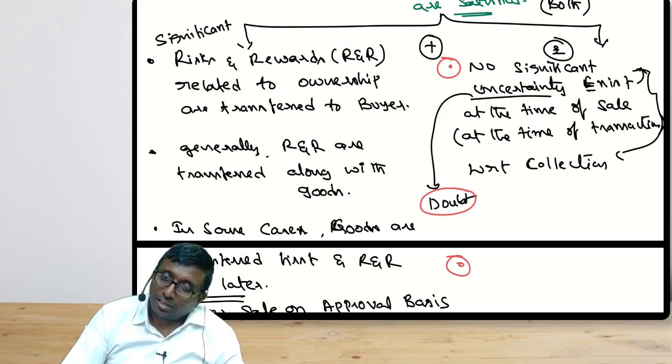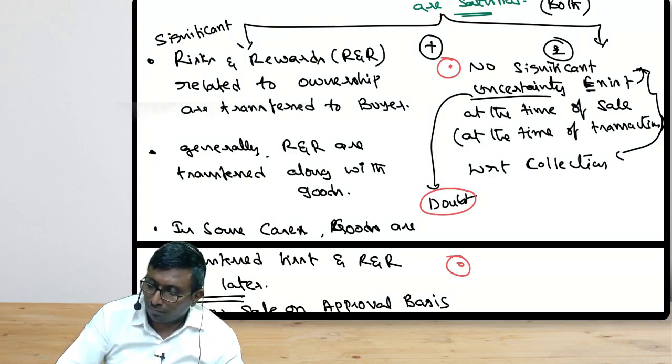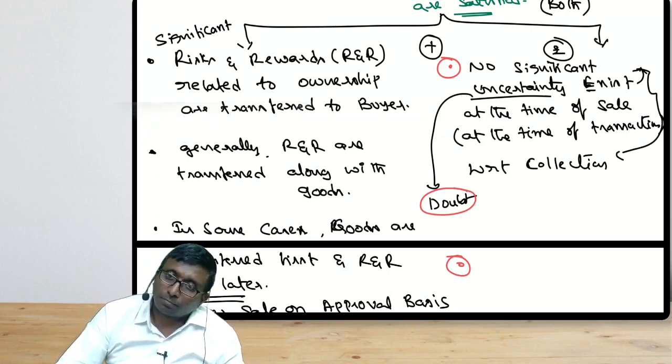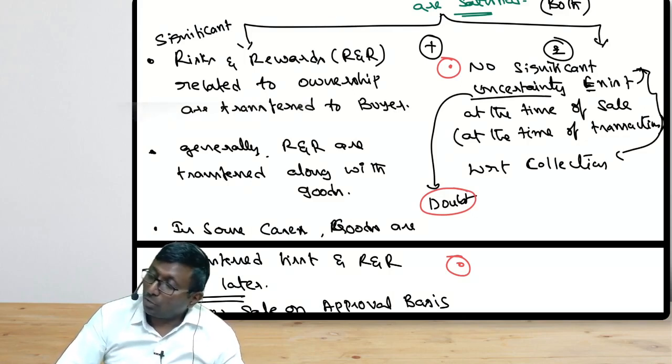Right. Next bullet point. Record the sale when all uncertainties are resolved or cleared. Done. That is the point. One more point is there.